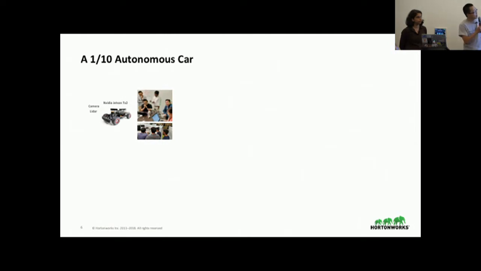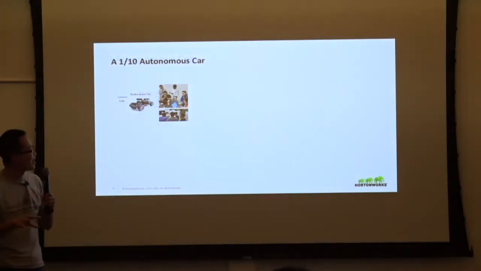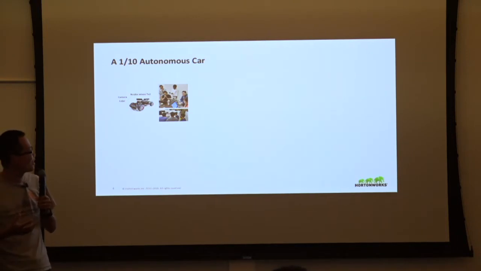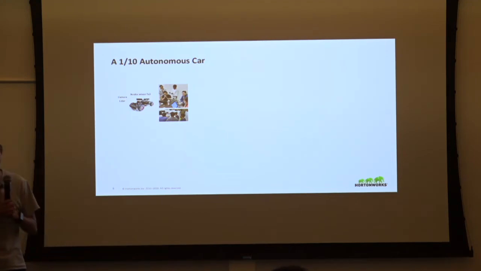So today I'm going to talk about the 10th scaled autonomous car. As Robert mentioned, we will have the NVIDIA Jetson TX2 installed in the car, and we are also using the camera and LiDAR to make the decisions. This picture is not very clear. Our team was sitting in the room doing a hackathon to figure out how to make the car run. I think this is the first time we got together to work on the car.